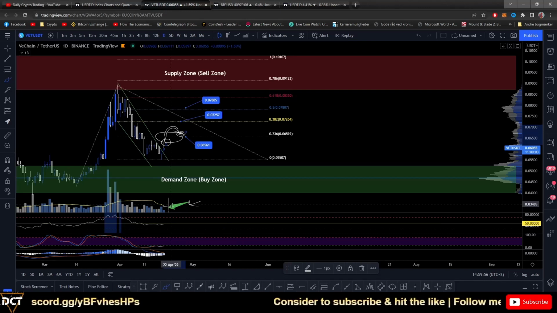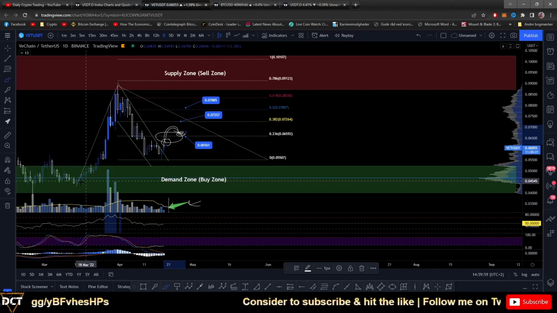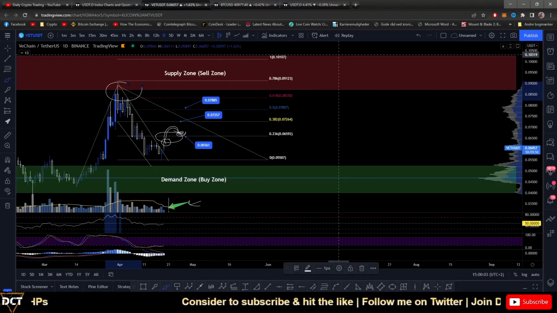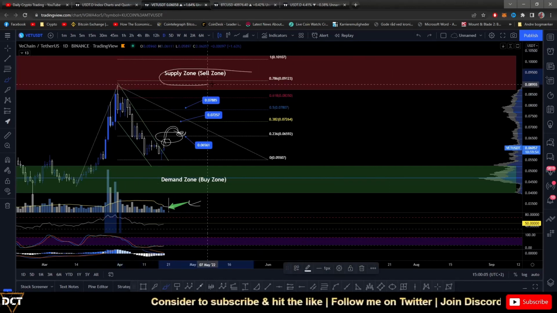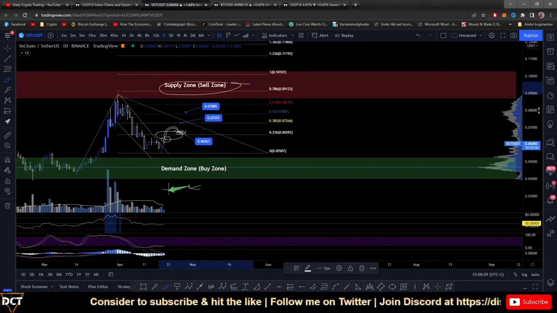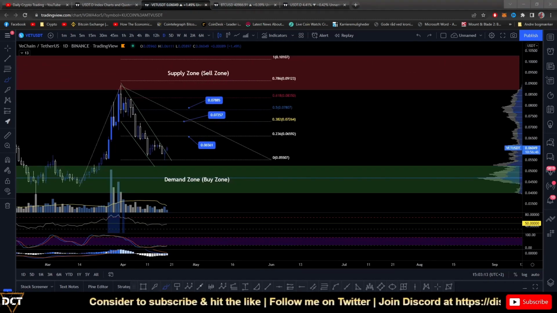We see this FOMO kicking in with people again. People who did not buy in these demand zone areas are going to buy at the top area again. Just remember, this area is a supply zone. Supply is greater than the demand, and that is a heavy resistance. So in my opinion, there's a high probability for great gains, more like an explosion. However, we need the volume, the confirmation.